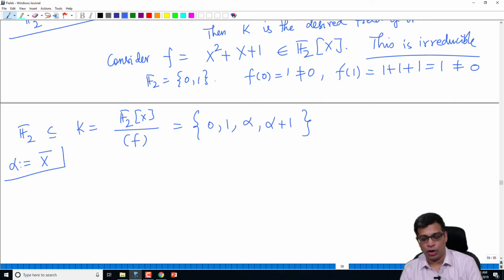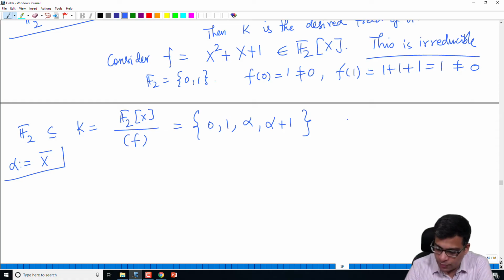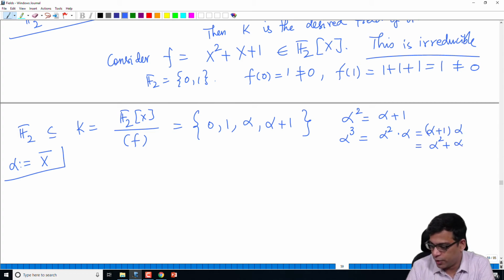Remember, {0, 1, alpha} is a basis, and these are all the elements. If you take alpha squared, that's already alpha plus 1. So what I am saying is that alpha squared is alpha plus 1. What is alpha cubed? You can write it as alpha squared times alpha. So that's (alpha plus 1) times alpha, which is alpha squared plus alpha.